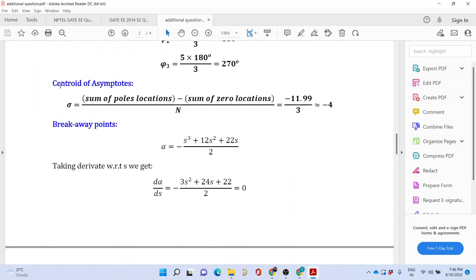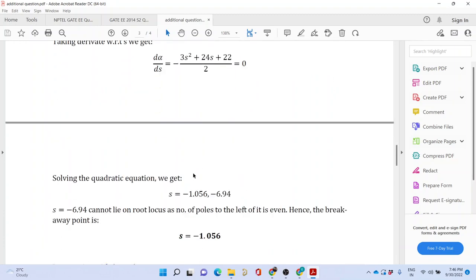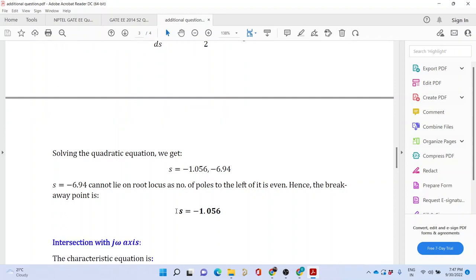To find the breakaway points, you write alpha in terms of s. You then differentiate alpha with respect to s and equate that to 0. If you do that, you would end up getting s equal to minus 1.056 and minus 6.94. This cannot lie on the root locus because to the left of this point we will have an even number of poles. So the only breakaway point that we'll have is this.